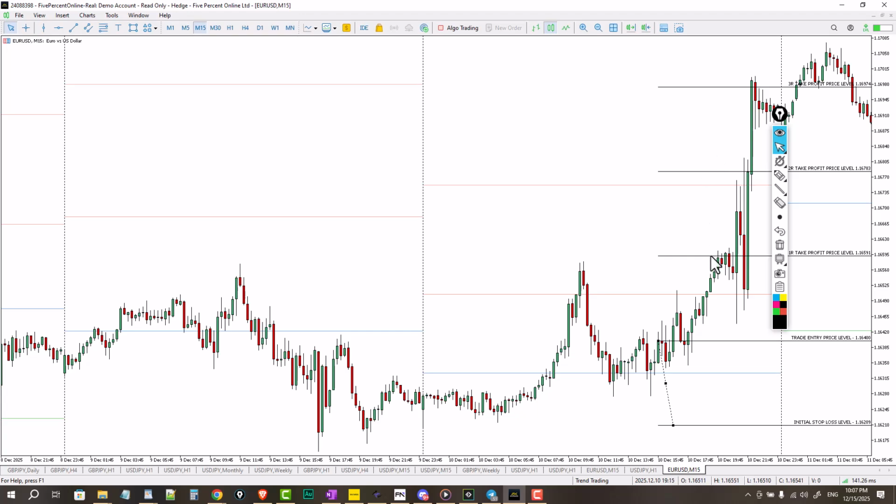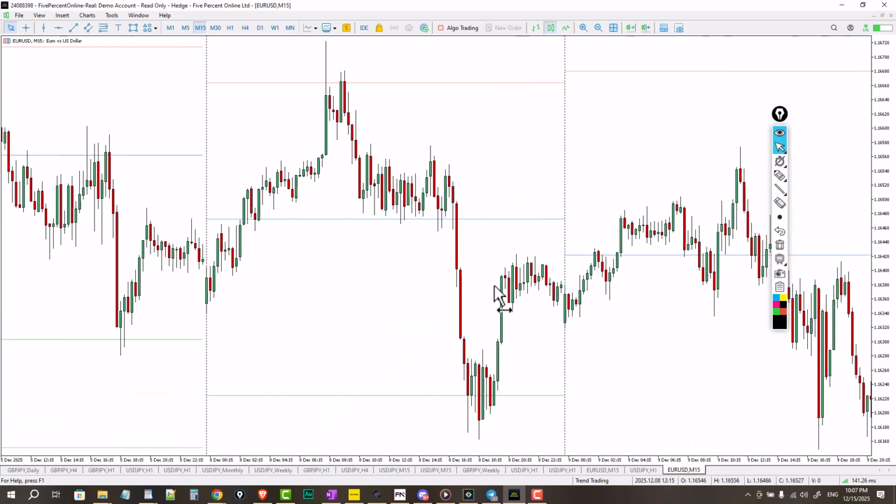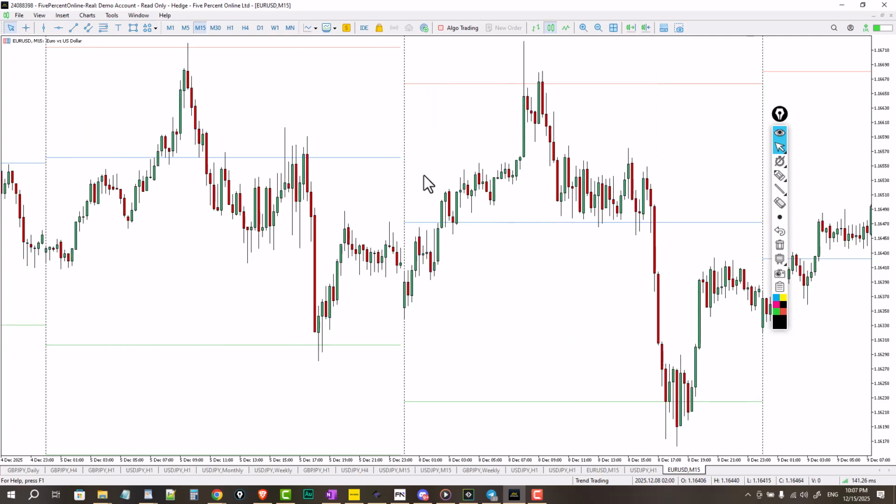Okay, now let's look for other examples. I think let me go back a little bit so that we can see how this would have reacted exactly. So this was a day where price opened below the central pivot.